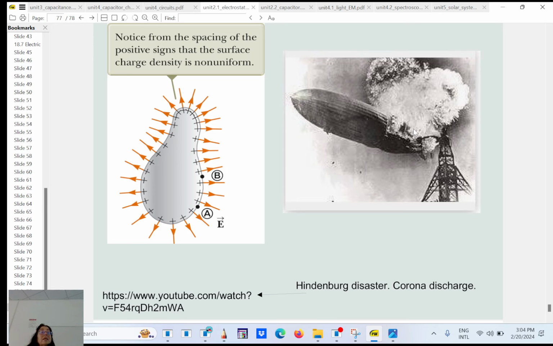So after that, they stopped making those balloons. It was good because helium is very light. So it's very efficient, but it's also very dangerous.